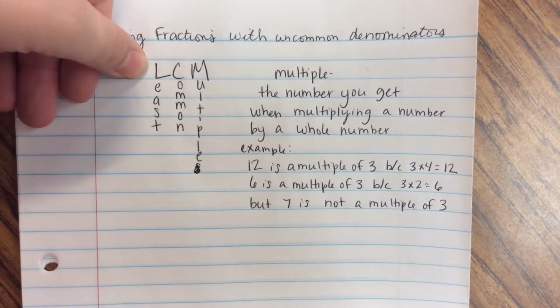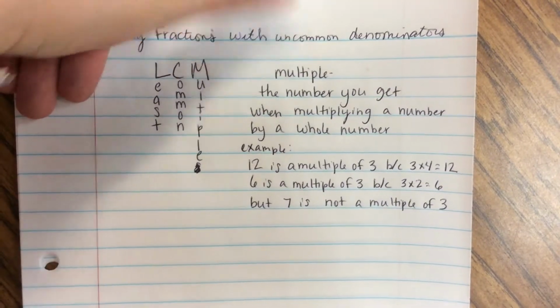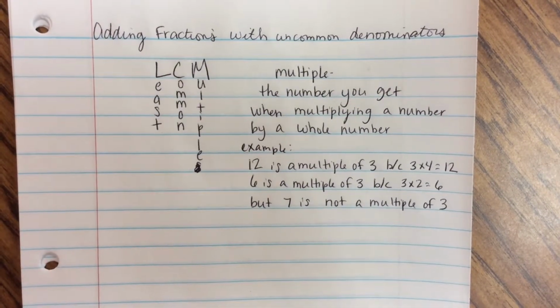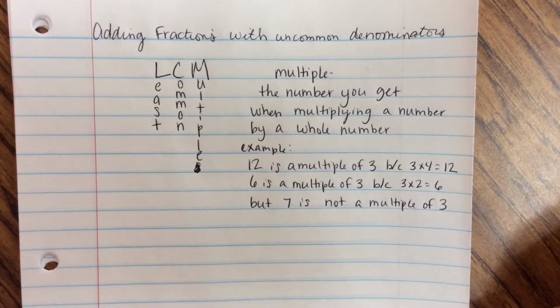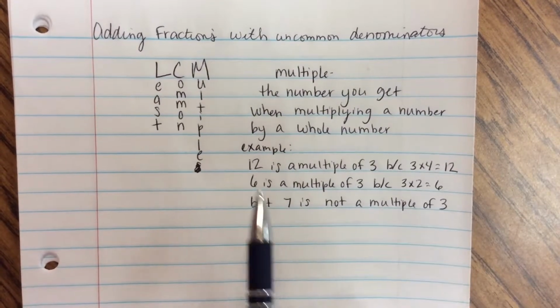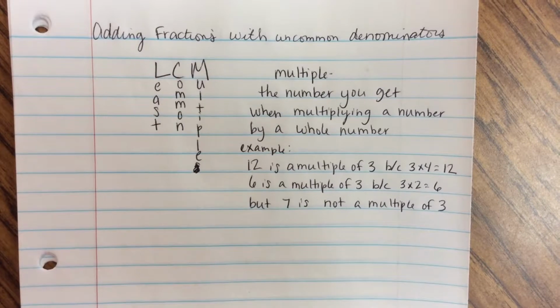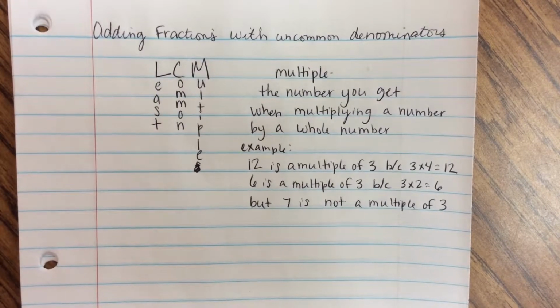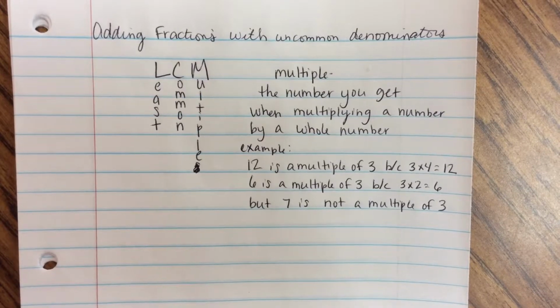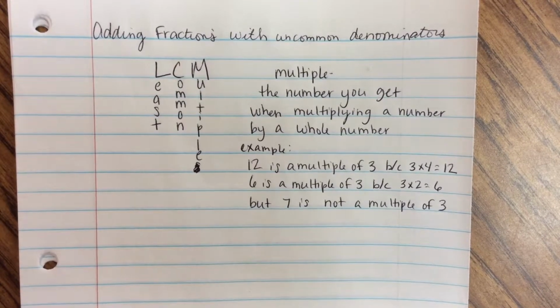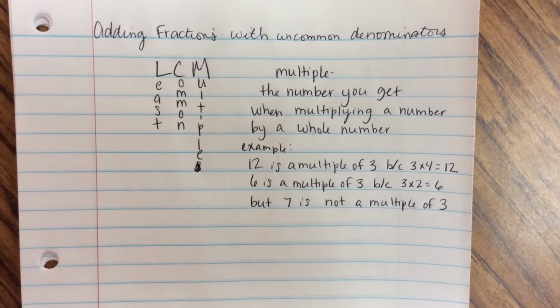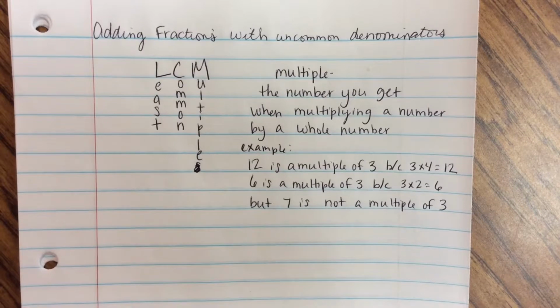When we see LCM, we see the word multiple. And what the word multiple means is that it is the number you get when multiplying a number by a whole number. So for an example, 12 is a multiple of 3 because 3 times 4 is 12. 6 would also be an example of a multiple of 3 because 3 times 2 is 6. But 7 would not be a multiple of 3 because you can't multiply anything by 3 to get you 7.